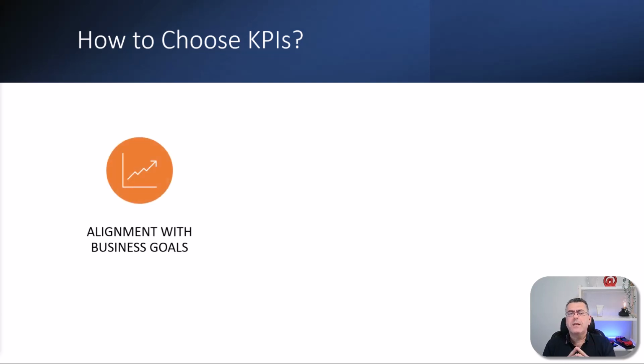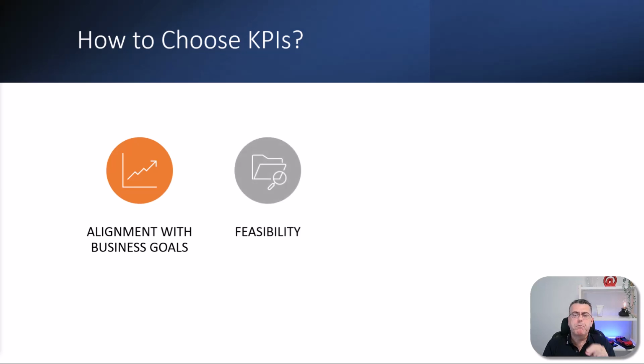First, you need these KPIs to be aligned with your business goals. This is the first step: to identify KPIs aligned with your business objectives and answer what you are trying to achieve with this project. What are you going to get with this project? This is a question that you can answer using some KPIs.